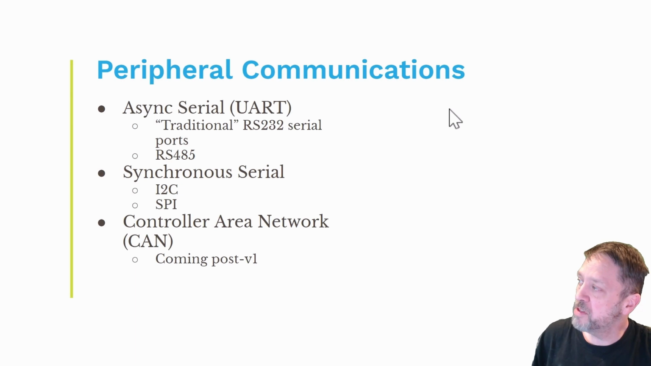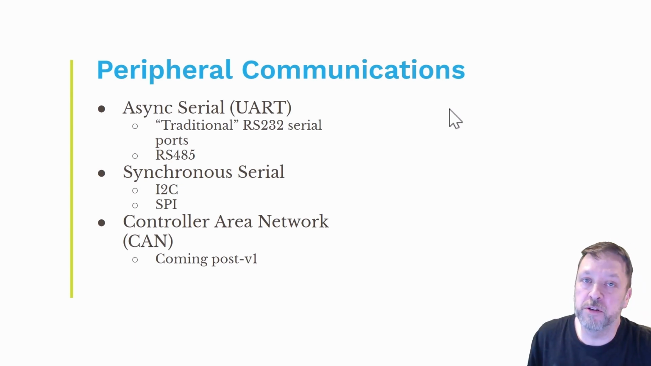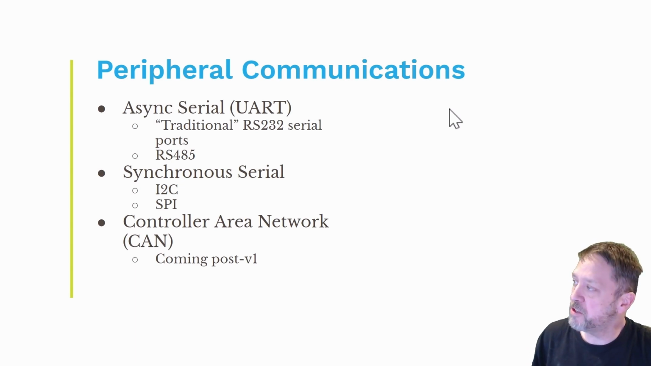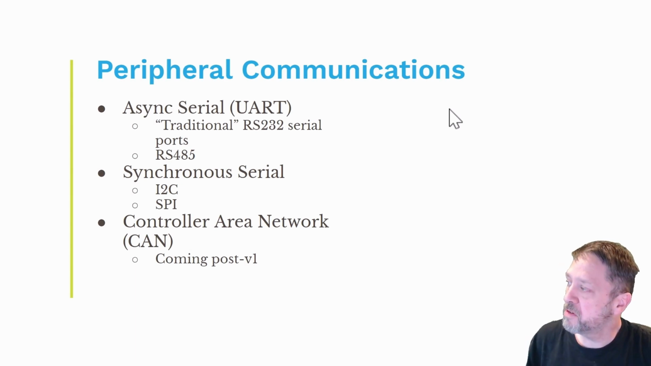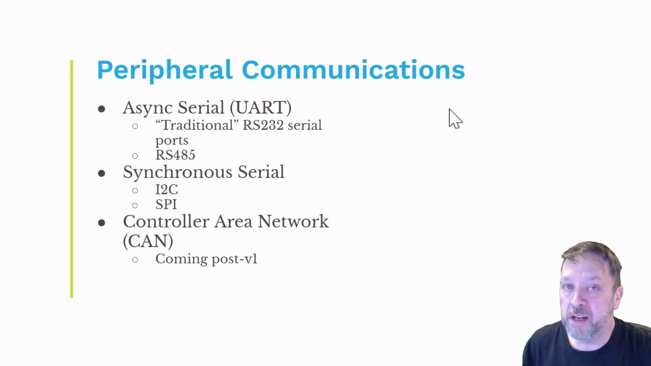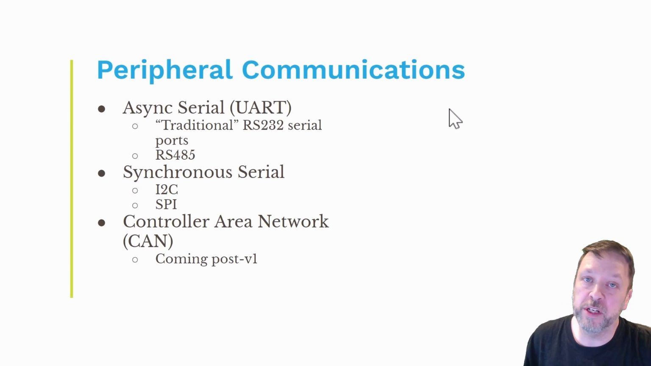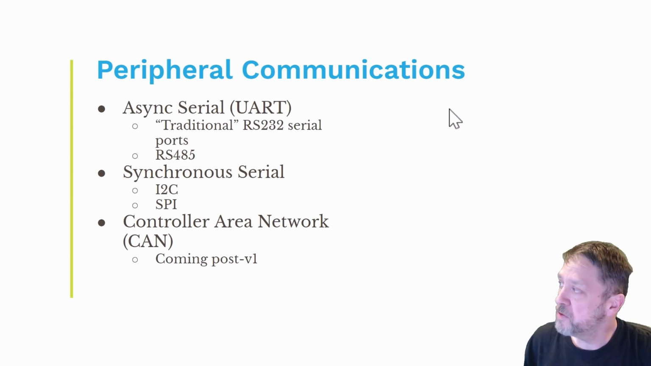Some of the common ones are asynchronous serial or a UART, so we're talking traditional serial ports, RS-232 or RS-485. We've got a group called synchronous serial ports. Those include I2C or SPI. We also have the Controller Area Network or CAN bus, which is common in automotive and manufacturing. That is coming post V1 release.